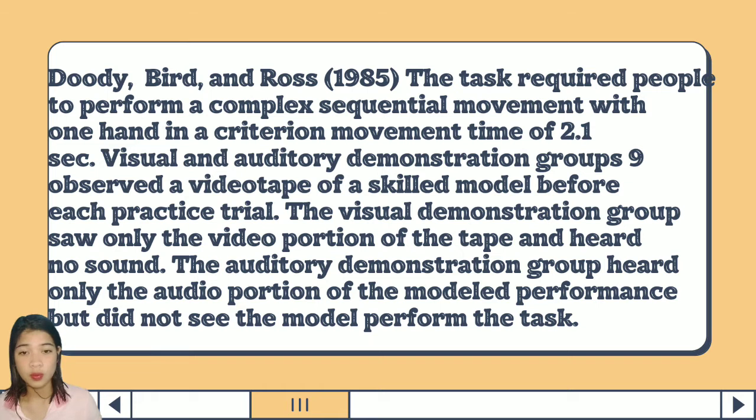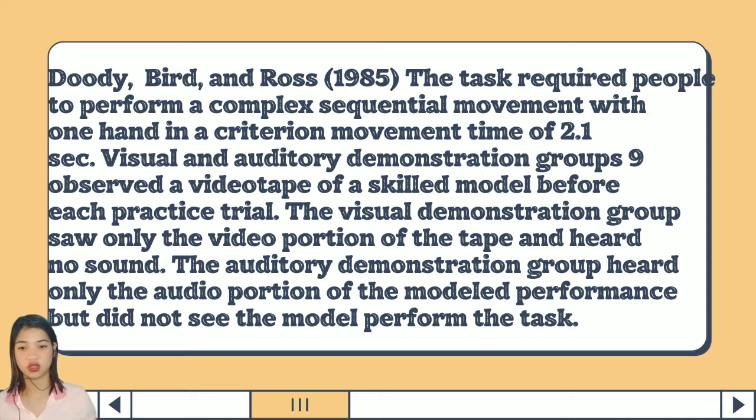When we say auditory, it is related to the senses of humans. Do you remember the five senses? Auditory is the sense of hearing. So the auditory demonstration group heard only the audio portion of the modeled performance but did not see the model perform the task. The result of the research indicates that the group that heard the audio portion of the performance did better than the visual demonstration group.